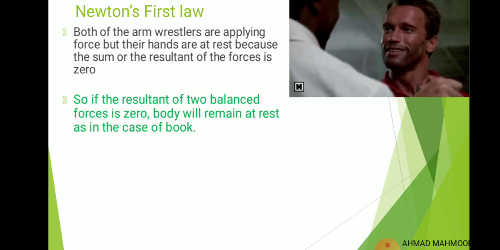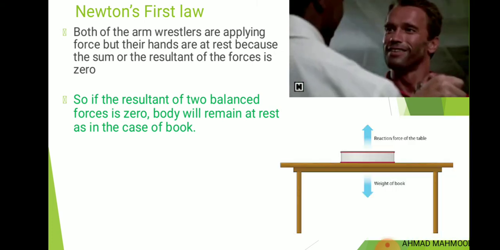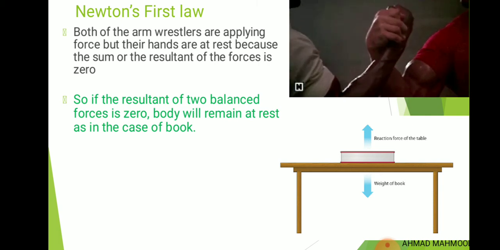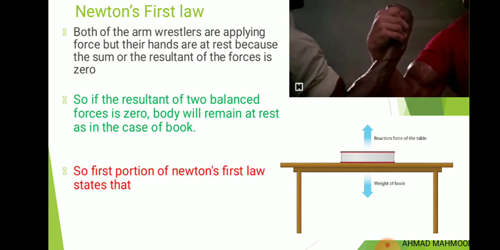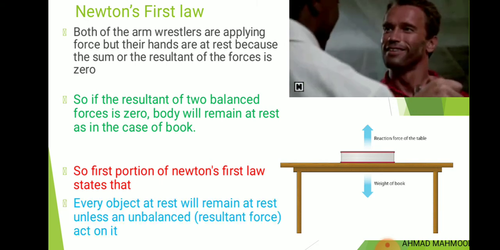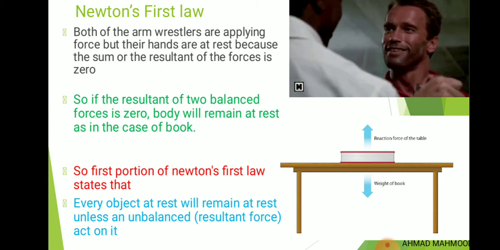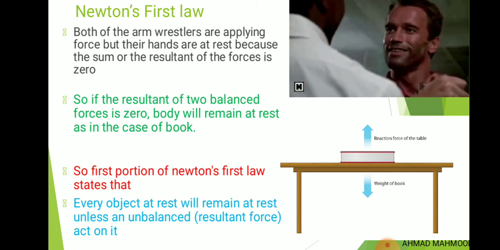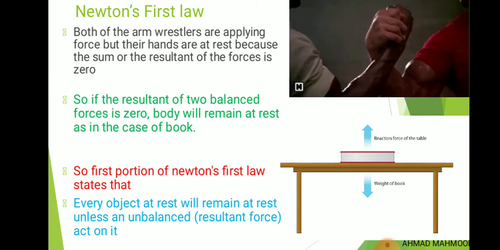body will remain at rest, as in the case of this book. The book is applying its weight downward and the reaction of the table on the book is upward. So both the forces are cancelling each other, are balancing each other. That is why the book is at rest. So this is the first portion of Newton's first law, that if the resultant force applied on an object is zero, the object remains at rest. Every object at rest will remain at rest until an unbalanced force acts on it.